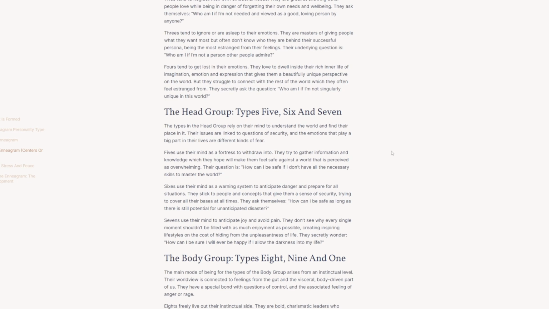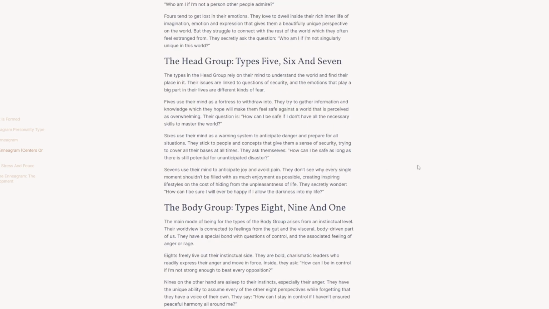All right, anyway, 6s use their mind as a warning system to anticipate danger and prepare for all situations. They stick to people and concepts that give them a sense of security, trying to cover all their bases at all times. They ask themselves, how can I be safe as long as there is a potential and unanticipated disaster? Okay, so they just want to be safe.